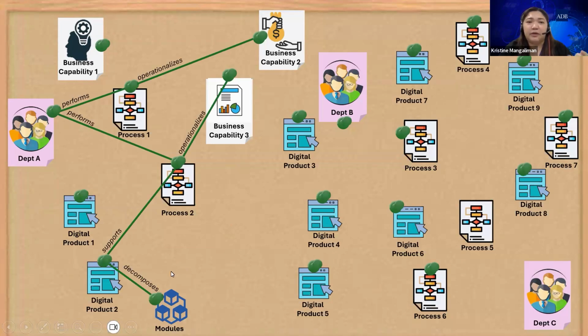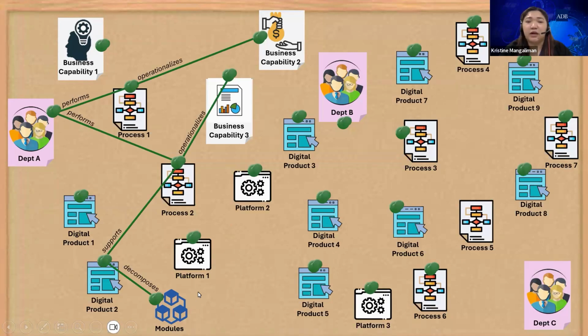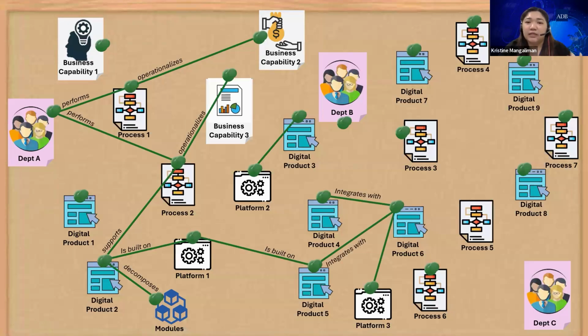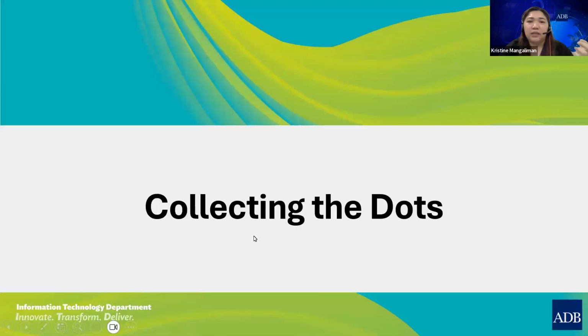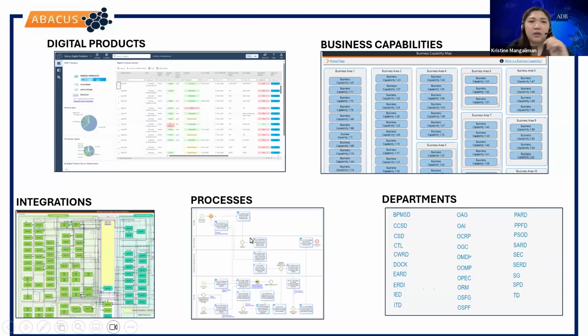And then there will be other data points like how digital products are decomposed into modules, which platforms are the underlying technology for the specific digital products, as well as the integration between the different systems that we have. So those are the data points that we collect. Now let me show you how we use Abacus to collect those dots and connect those dots.